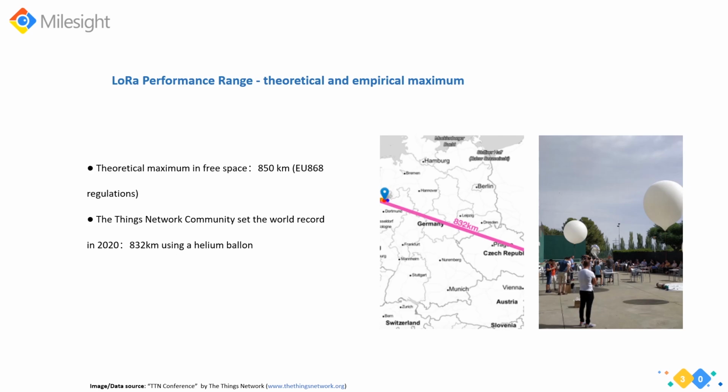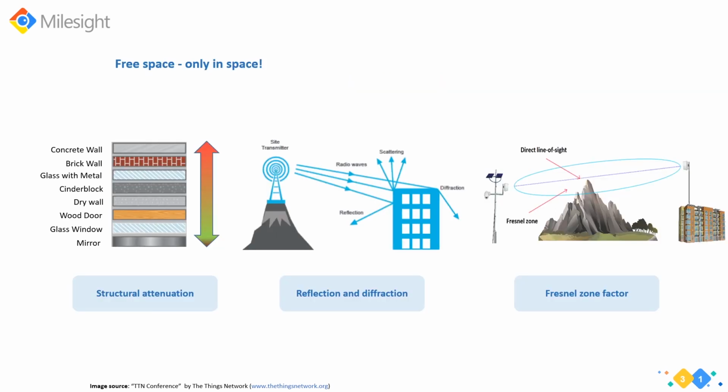Well, you may ask, since LoRa can support a range of hundreds of kilometers, can we use one single gateway to cover all of Europe or all of Australia? And that's obviously no. The answer is no, because free space is only in space. On the Earth, we have factors like structure attenuation, like the buildings, the trees, the materials, things like that. There are reflections and diffractions.